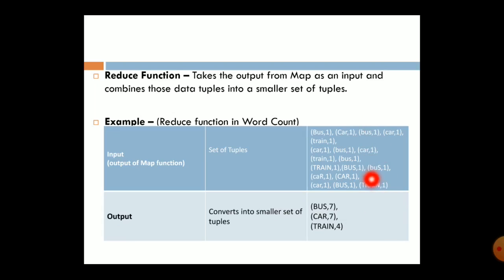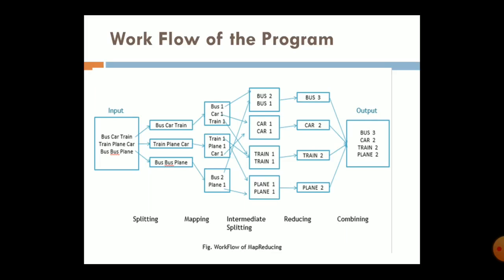It used to take a lot of space. Here it is taking very little space. So it converts into a smaller set of tuples. This is what we required, and this is the function for counting the words. How basically does it work? This is the workflow of this program. You can consider this as the workflow for your MapReduce also. In detail we have seen it in the previous video.